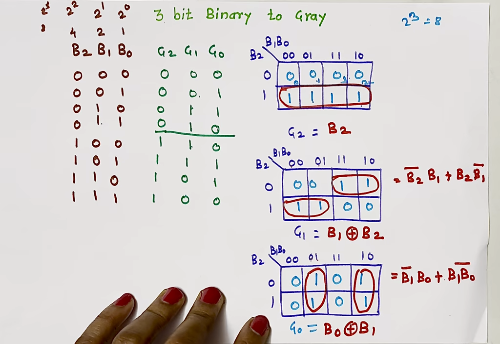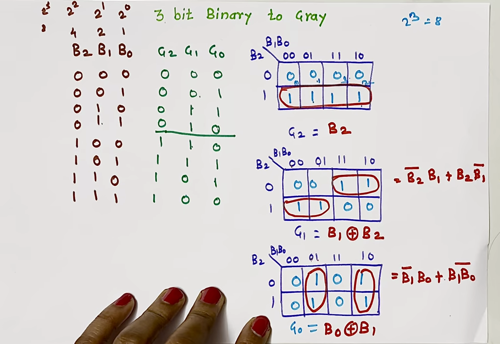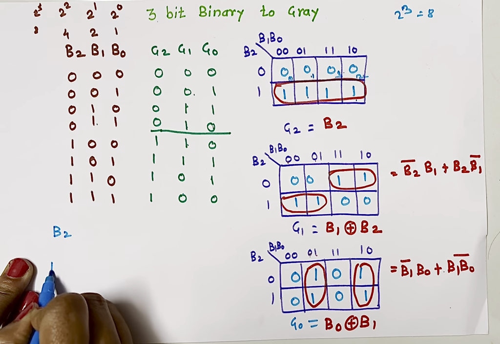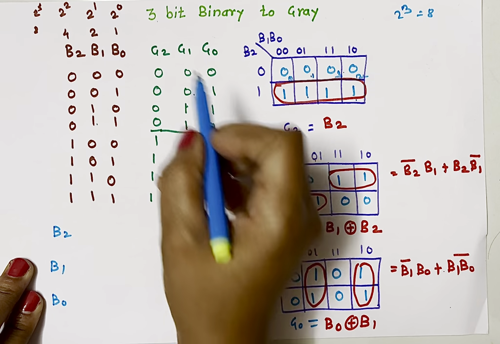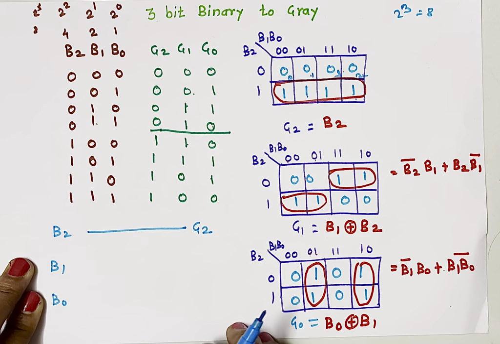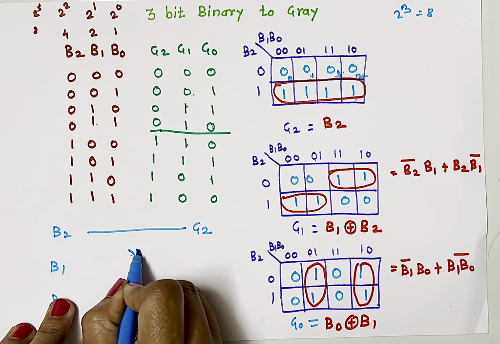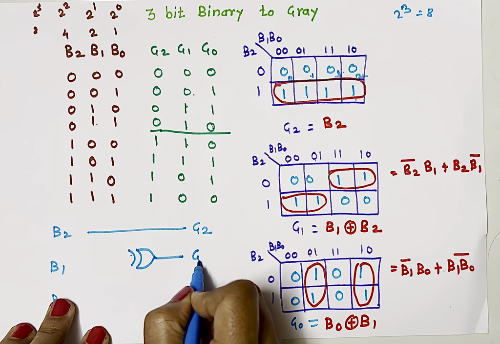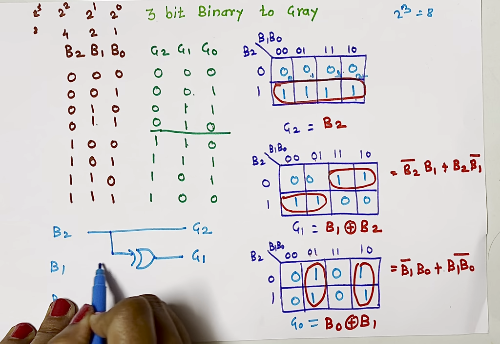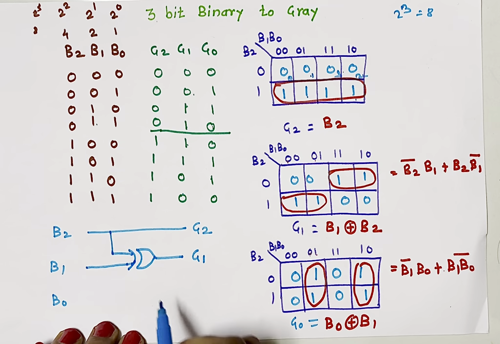From these K-maps, these equations came. Now let's implement these equations. Let's take B2, B1 and B0, three inputs. What is G2? G2 is equal to B2. So here G2 is equal to B2. What is G1? B1 XOR B2. So I'll have to use one XOR gate. And here I'll get G1. But what are the inputs? B1 and B2. So one input is B2. Another input is B1. So G1 is B2 XOR B1.